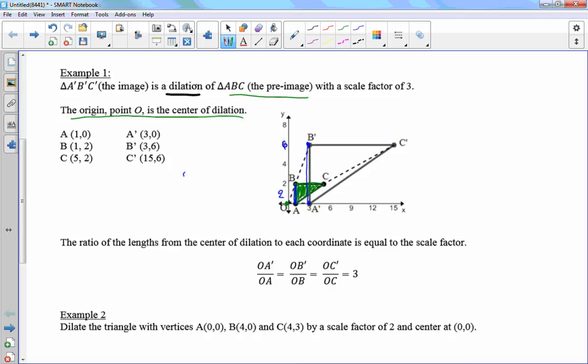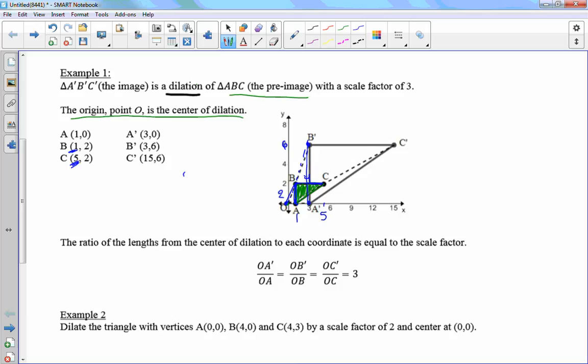6. And its distance from the origin, which is our center of dilation, has also grown by multiplying by 3. Okay, the width from B to C: B was at x equals 1, C was at x equals 5, so how wide is that? 4, and I got those from here. B was at x equals 1, C was at x equals 5, so it is 4 units wide.